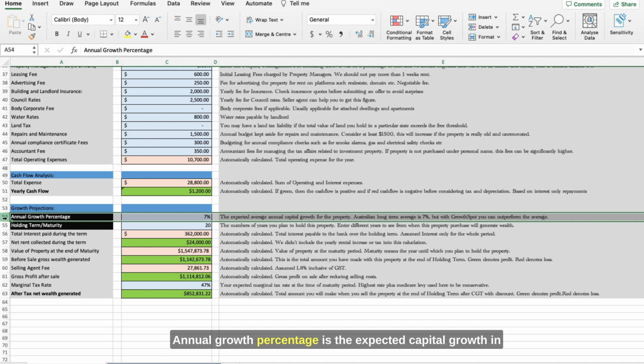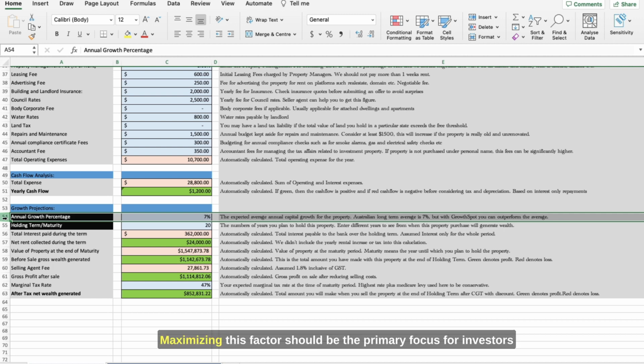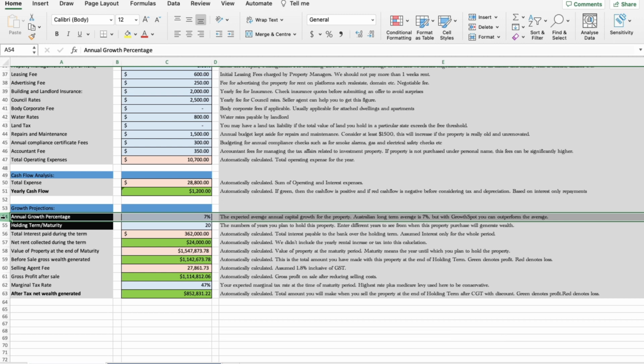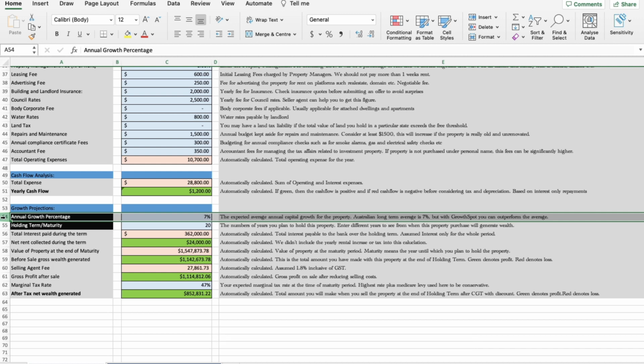Annual growth percentage is the expected capital growth in percentage for the property on a yearly basis. Maximizing this factor should be the primary focus for investors, and this factor alone will determine your success, as long as you can afford to hold the property. The Australian long-term average for capital growth is 7%, and for simplicity, I've taken that figure here.